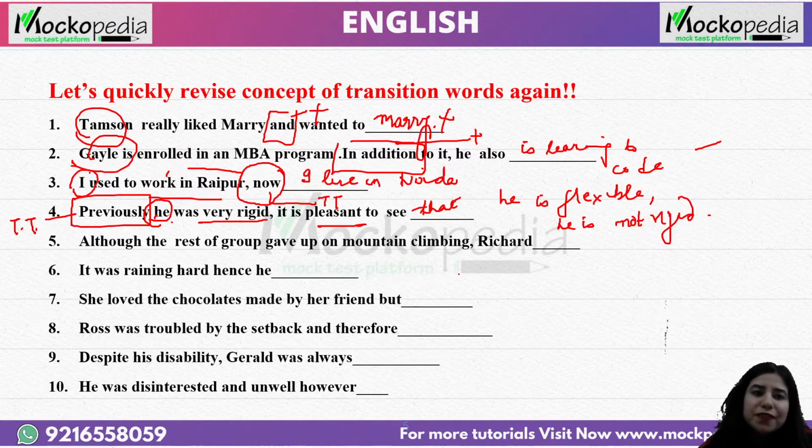Let's take a look at the fifth sentence. Although the rest of the group gave up on mountain climbing, Richard. So it is important to identify that we are talking about Richard.